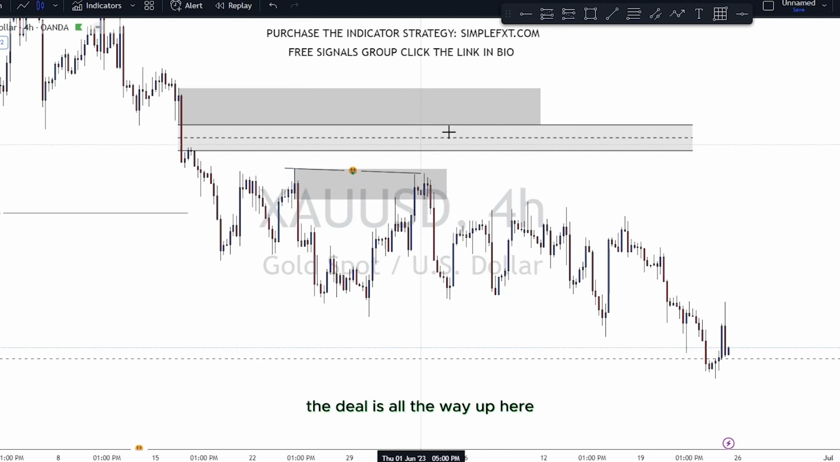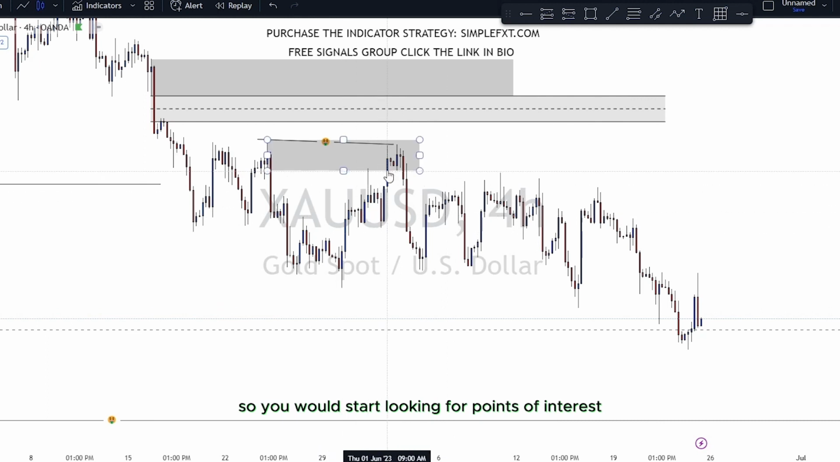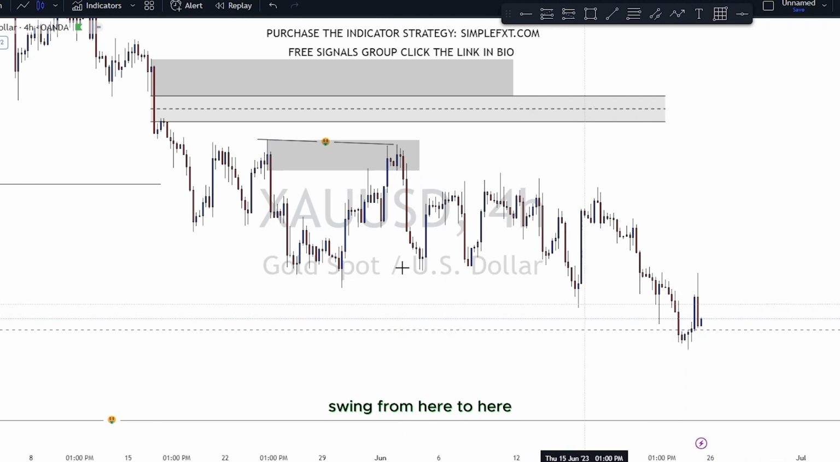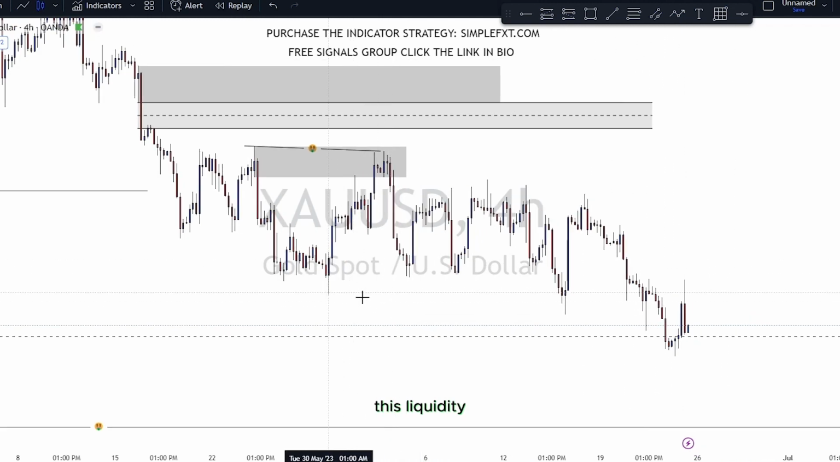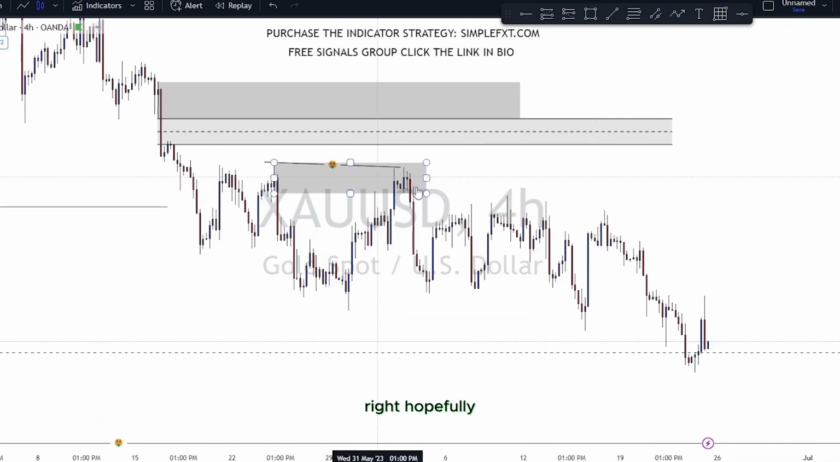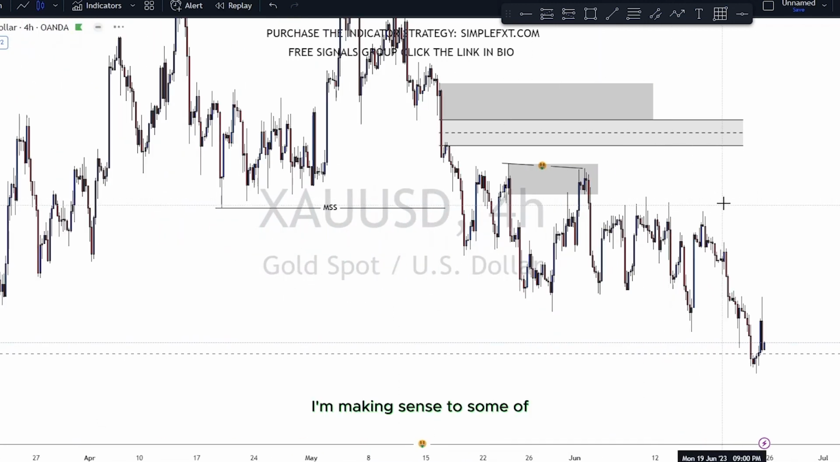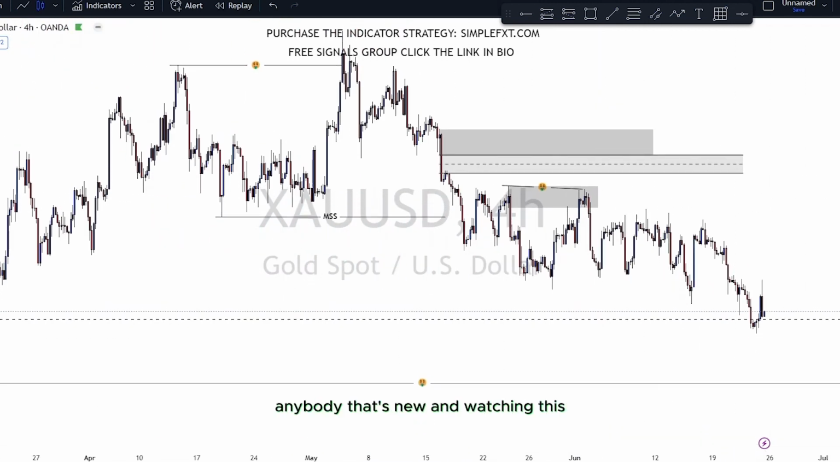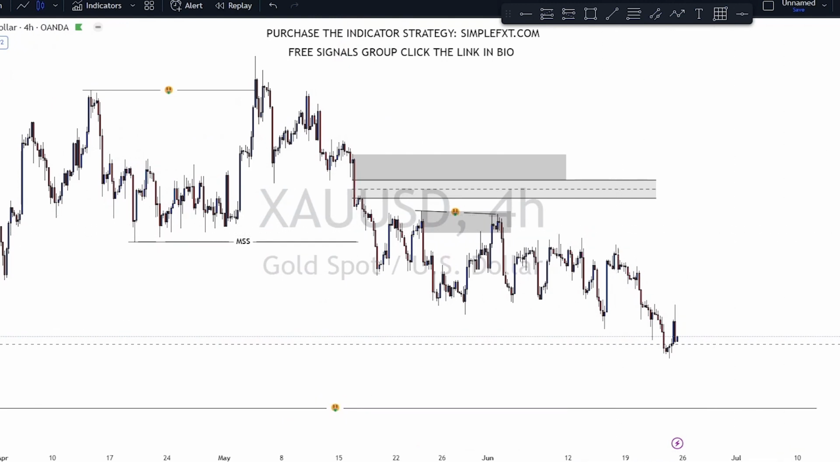So see, the daily is all the way up here, but the 4 hour is here, right? So you would start looking for points of interest on a lower time frame. That way you could swing from here to here, or to this low right here, this liquidity low right here, right? Hopefully I'm making sense to anybody that's new and watching this.